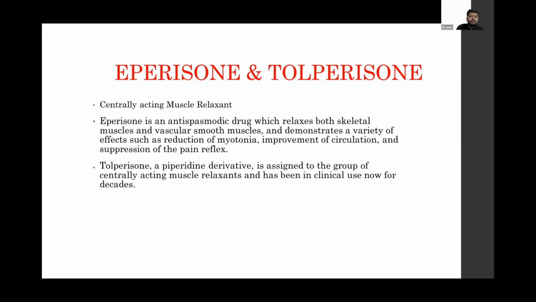Then eperisone and tolperisone are centrally acting muscle relaxants and antispasmodics. Eperisone is an antispasmodic drug which relaxes both the skeletal muscle and vascular smooth muscle and demonstrates a variety of effects such as reduction of myotonia, improvement of circulation, and suppression of the pain reflex. Tolperisone is a piperidine derivative assigned to a group of centrally acting muscle relaxants and has been in clinical use for decades.